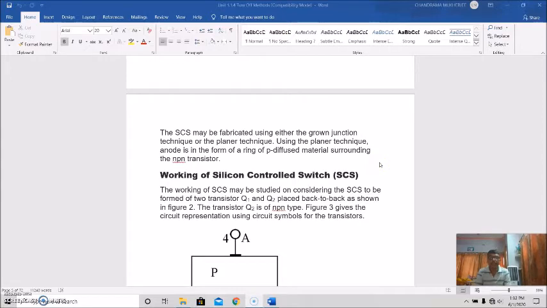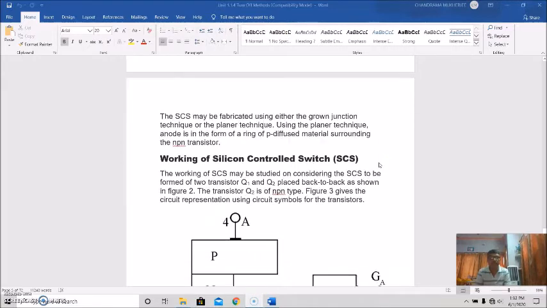Using the planar technique, the anode is in the form of a ring of P-diffused material surrounding the NPN transistor.